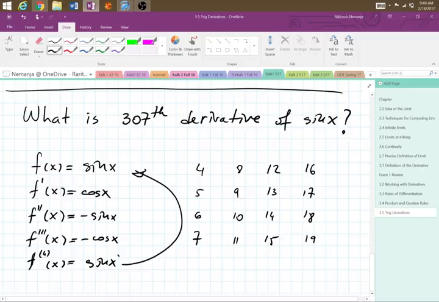So you can see that every time when the order of the derivative, 0th derivative, 4th, 8th, 12th, 16th derivative, they all go back to the original sine x. So all you need to do is to take a look at the last two digits, and if they are evenly divisible by 4, right?